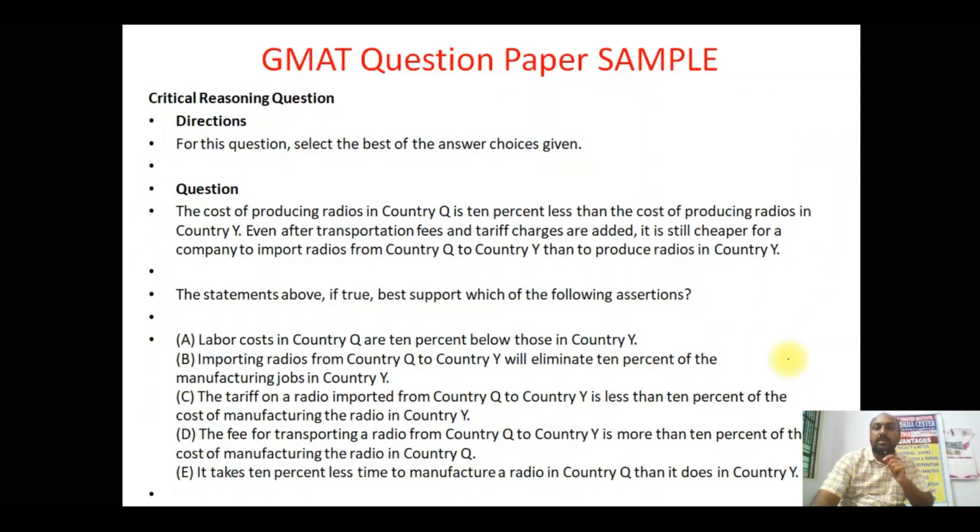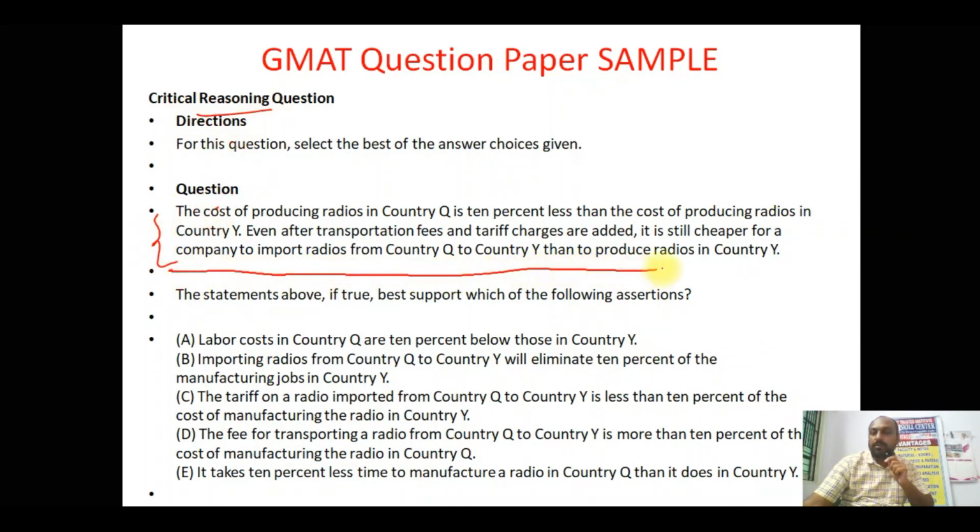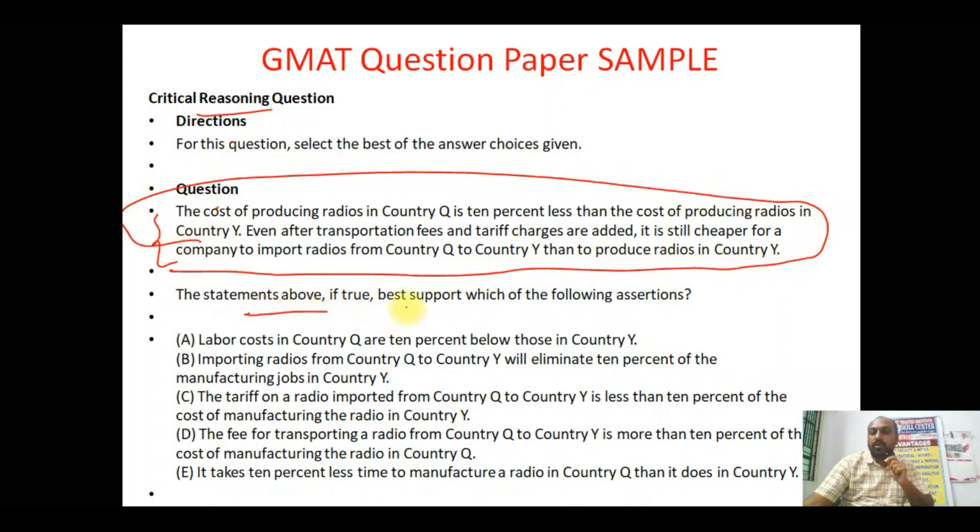The next is critical reasoning. In verbal reasoning, the other section is critical reasoning, and also one more section, grammar. Okay, this is critical reasoning and sentence correction. So critical reasoning question, again the same, it will be like a small passage. Instead of a big passage, they will give a small passage, and they will ask which of the following assertions the statement above best supports.